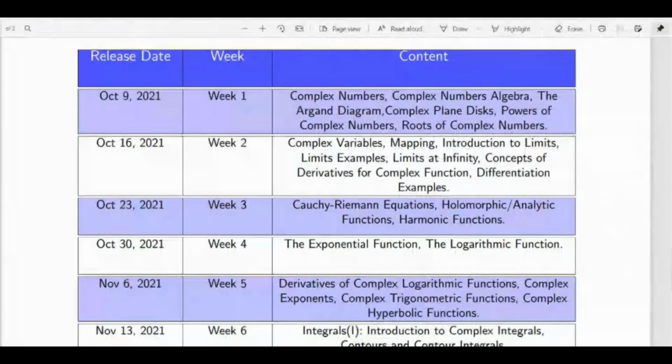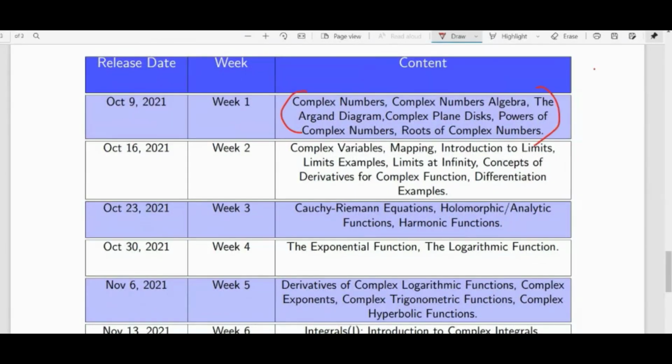Hello everyone. In this session, we will review the contents of week 1. So you can see that these contents are in week 1. That means we have to know what is complex number, how to deal with complex numbers algebra, what is Argand diagram, complex plane disk, and how to compute the powers of any complex number, how to find the roots of an equation where complex number is involved. So these things will be found in week 1.